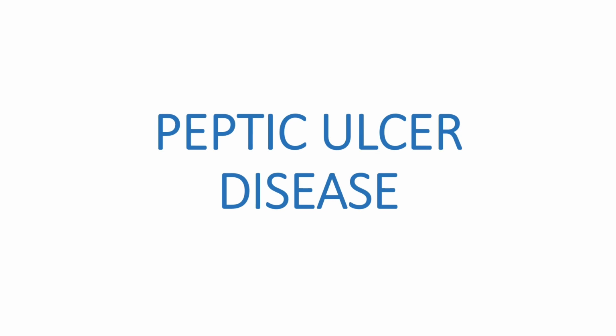Today we will discuss a very crucial topic in pathology, that is peptic ulcer disease. Peptic ulcers are a common and sometimes painful condition that affects millions worldwide. They can occur in the stomach or the first part of the small intestine, the duodenum, and are often caused by an imbalance between the digestive fluids in the stomach and the protective mechanisms of the gastric lining.